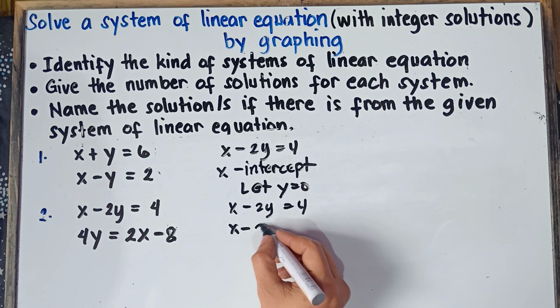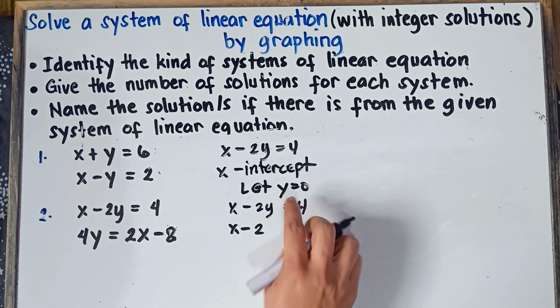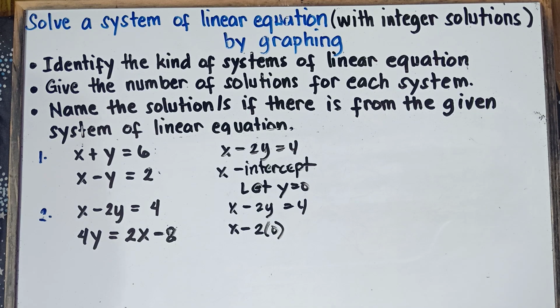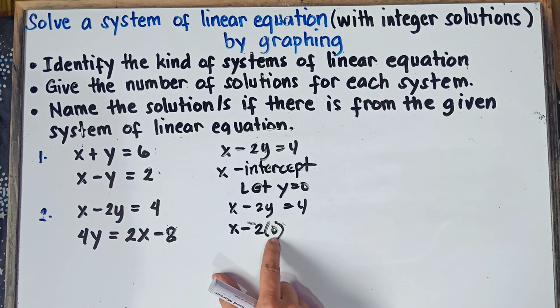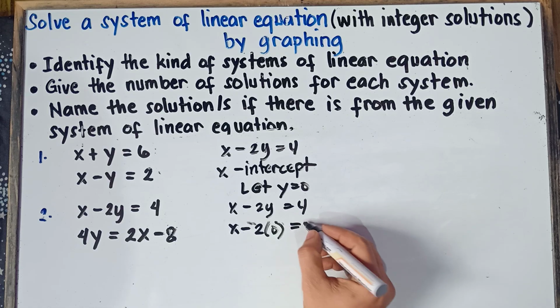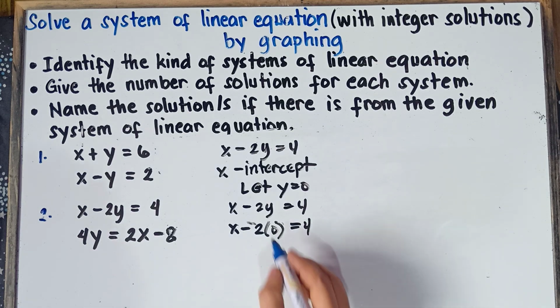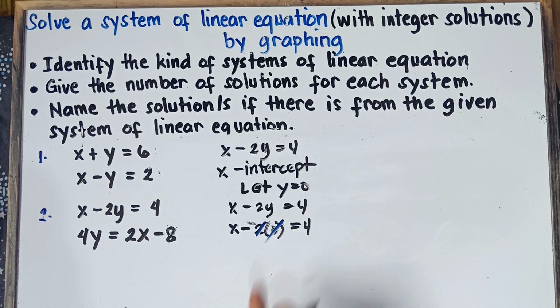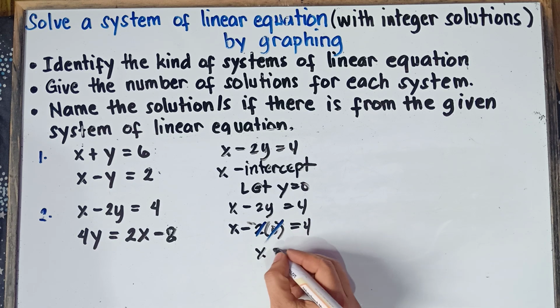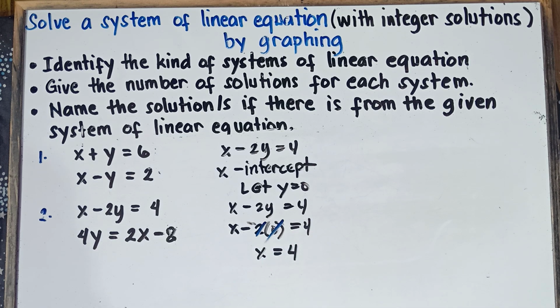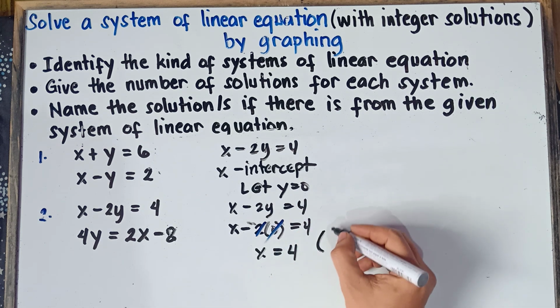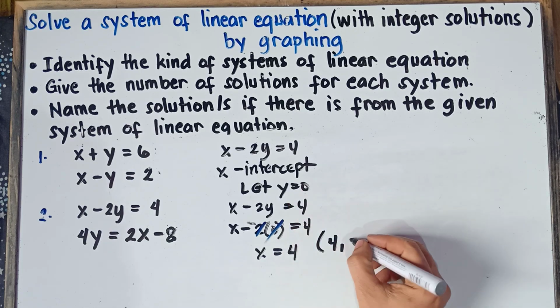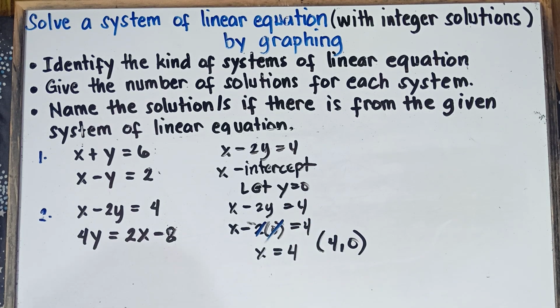So x minus 2, simply substitute the value of y, that would be 0. So 2 times 0. Once again, class, if you have 2y, it means 2 times y. So negative 2 times 0, sir, where did you get 0? That will be the value of y. So negative 2 times 0 equals 4. We can simply cancel this out because negative 2 times 0 is 0. So simply copy x equals 4. Therefore, the x-intercept, if y is 0, x is positive 4. That would be 4 and then 0.